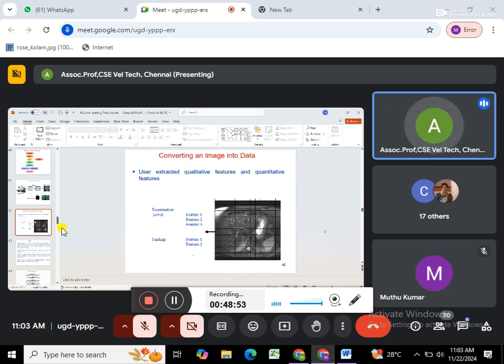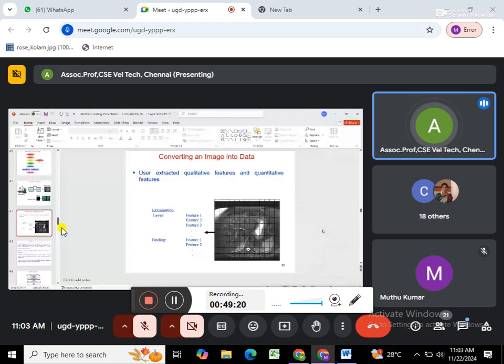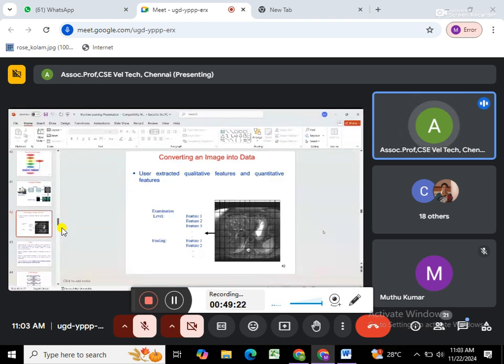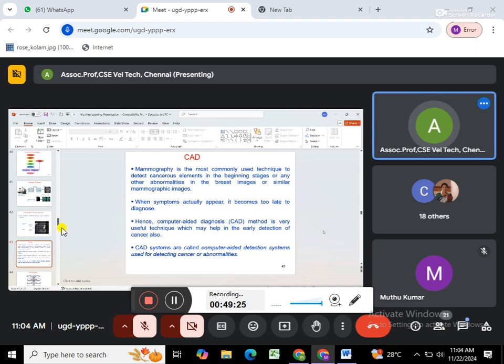Then coming to converting an image into data. How can we convert an image into data? We take either qualitative features or quantitative features, and a statistical analysis report. The examined levels of findings, feature 1, feature 2, from the input scan images I have given here, are all taken as row and column values, right? Subpixel values for all the images. Using this, we can take all of this into account.